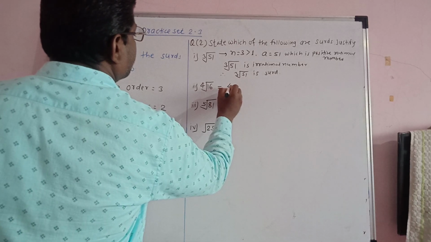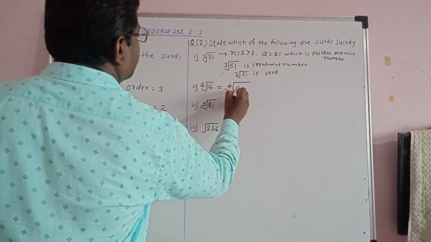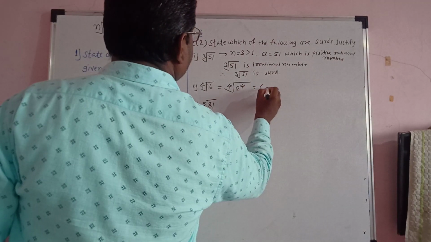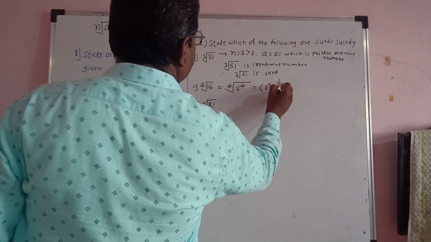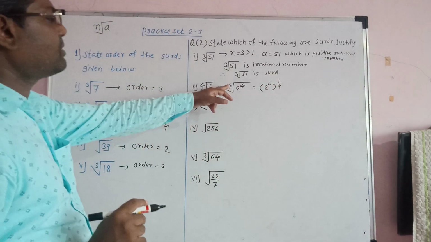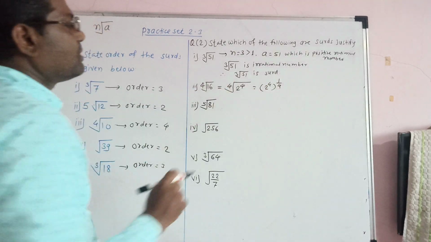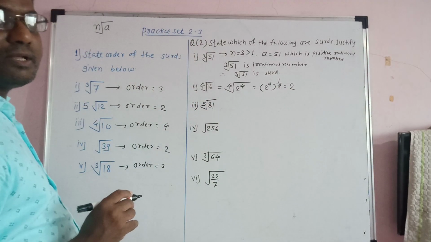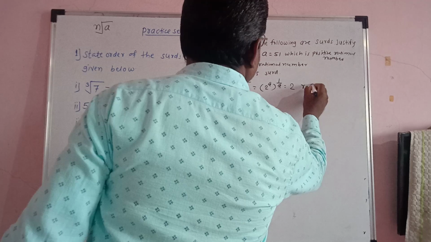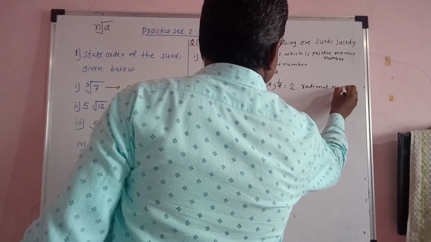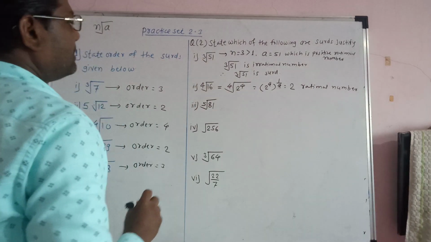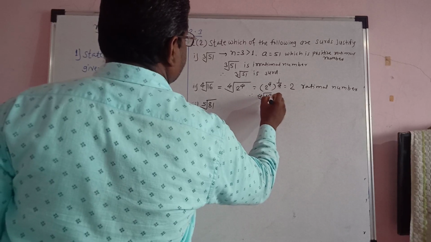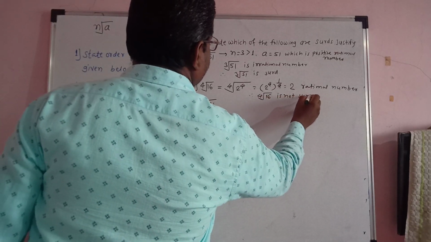Now fourth root of 16. Fourth root of 16 is 2 raised to 4, since 2 raised to 4 is equal to 16. Therefore this can be written as 2 raised to 4, into raised to 1 upon 4. The 4 will get cancelled, so what will remain is 2. 2 is a rational number, which is not an irrational number. Therefore fourth root of 16 is not a surd.